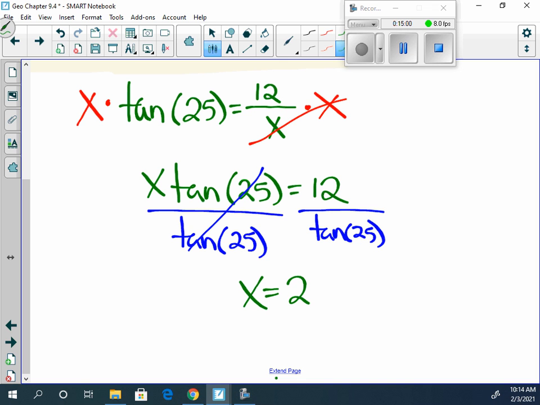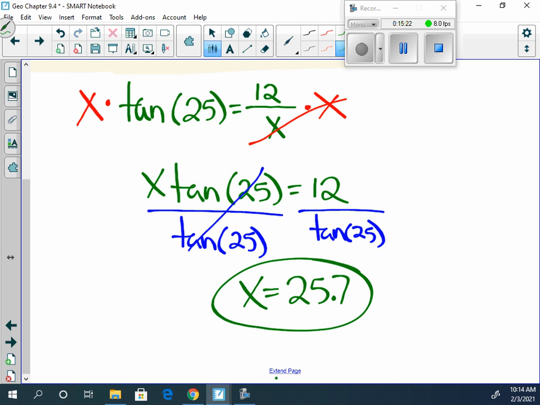X is equal to 7 what? 7.3, so we round down to just 7.3. Questions on this here? Questions on any of these here so far? We're good with these here? Yes?